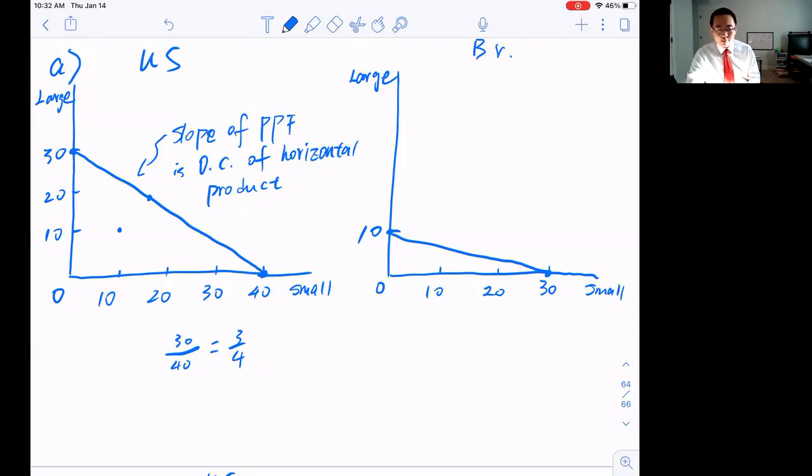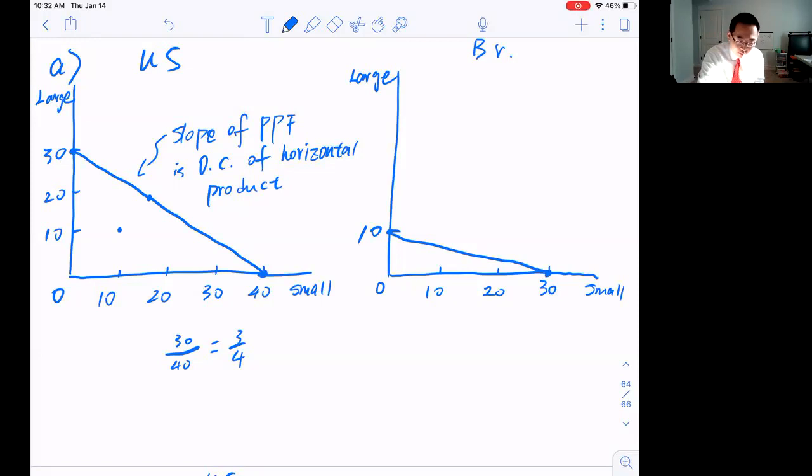Yes, okay? What about its efficiency? Is it efficient? Also, yes. So any point on the PPF, including the endpoints, is both attainable and efficient, okay? That means you are using all your resources to produce something.